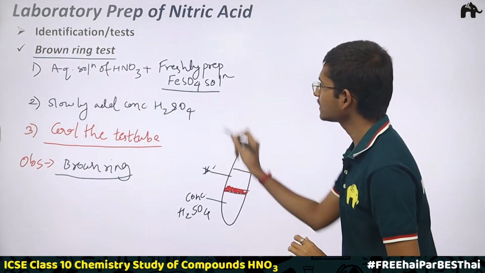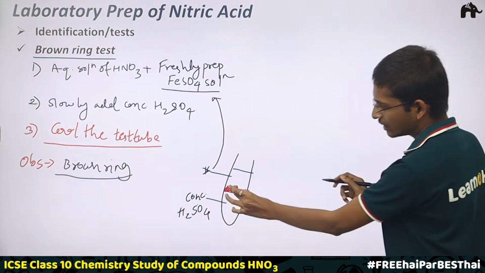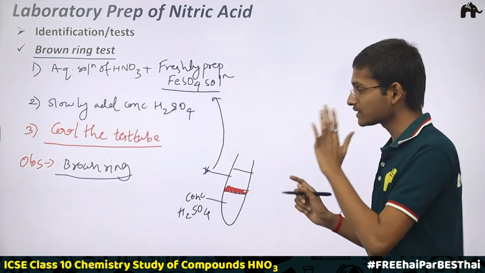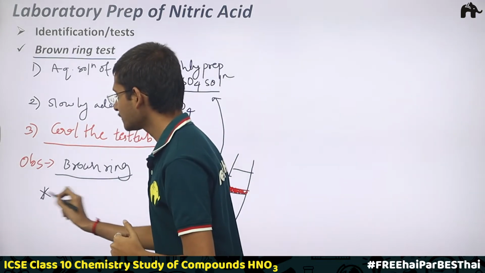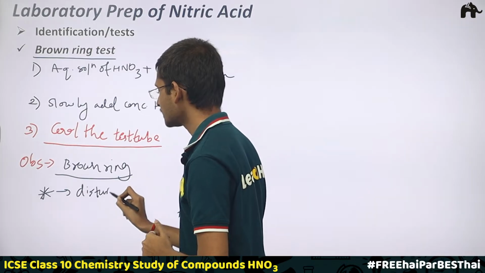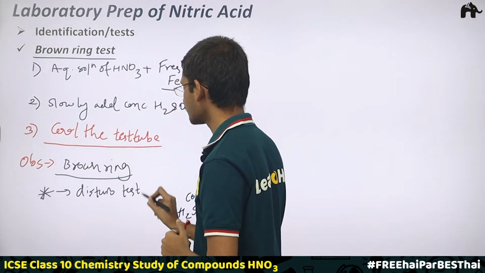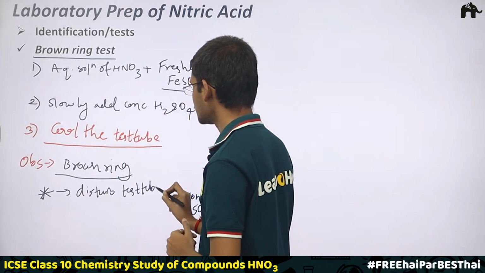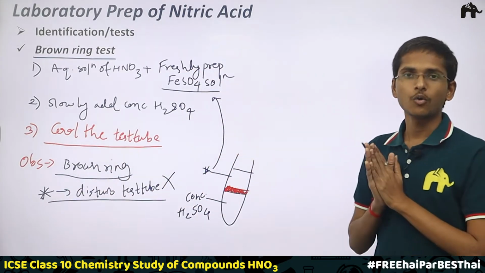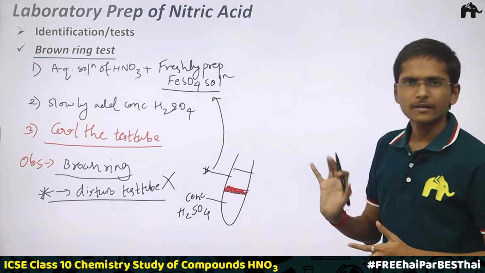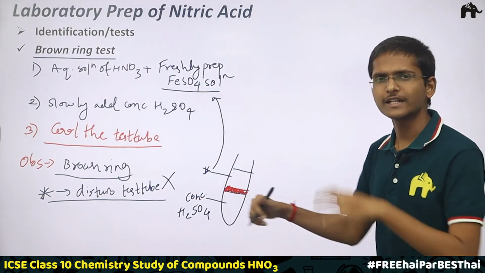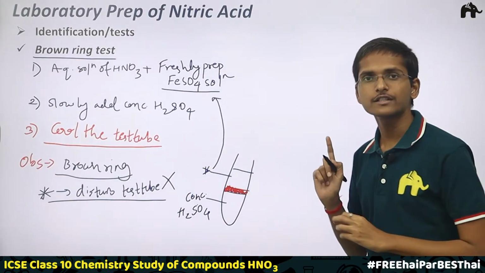Now after observation of this brown ring, you need to understand one more thing. You need to remember, be very careful, do not disturb the test tube. If you disturb the test tube, the ring will disappear. So this was all about the observation. Now let's move on to what actually happened here. Let's see the reaction, how this brown ring is formed.